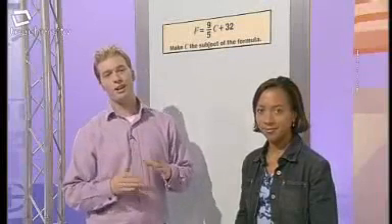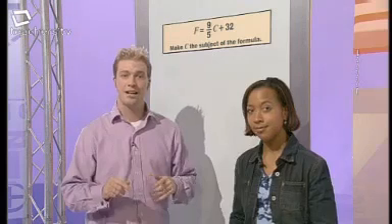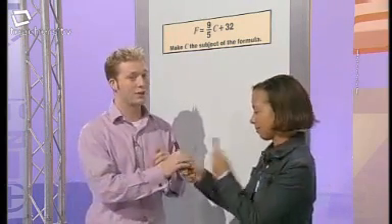Now, F equals 9/5 C plus 32. Now, this formula connects the temperature in degrees Fahrenheit, F, to the temperature in Celsius, C. Now, make C the subject of the formula. Pens ready? Good. Go.